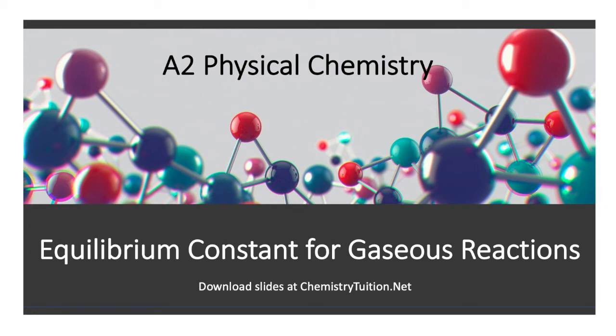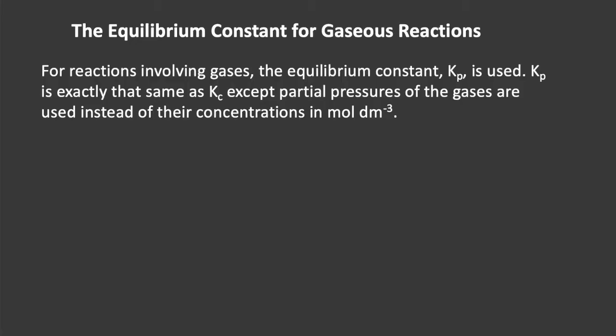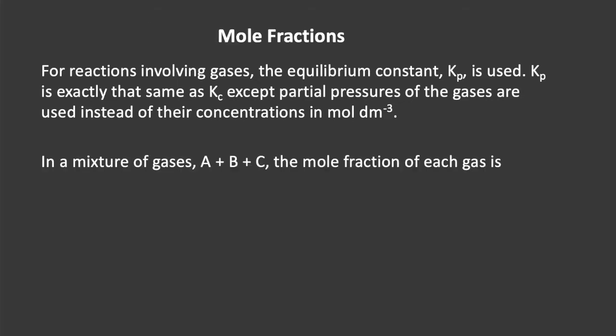So having looked at the equilibrium constant Kc, where we express our equilibrium constant in terms of concentrations, we can now look at how we deal with gaseous reactions. So we can define a new equilibrium constant, now called Kp, and rather than using concentrations, we use the partial pressures of the gases. So what do we mean by that?